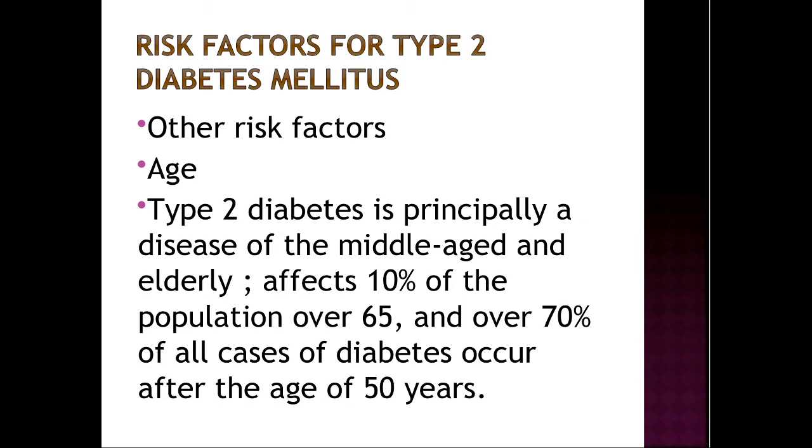Age over 35-40 years old is one of the factors which increase risk of developing diabetes mellitus type 2. This form of diabetes mellitus is principally a disease of middle-aged and elderly persons. It affects 10% of the population over 65 years old, and over 70% of all cases of diabetes occur after the age of 50 years.